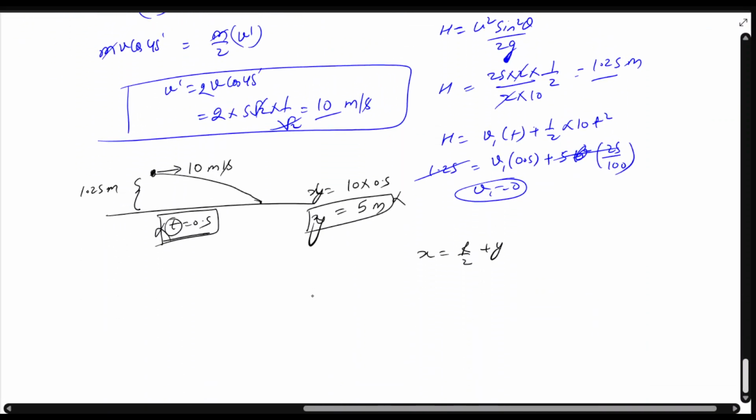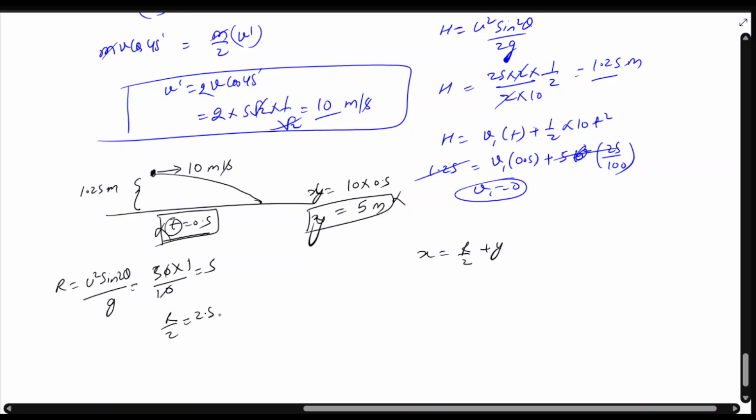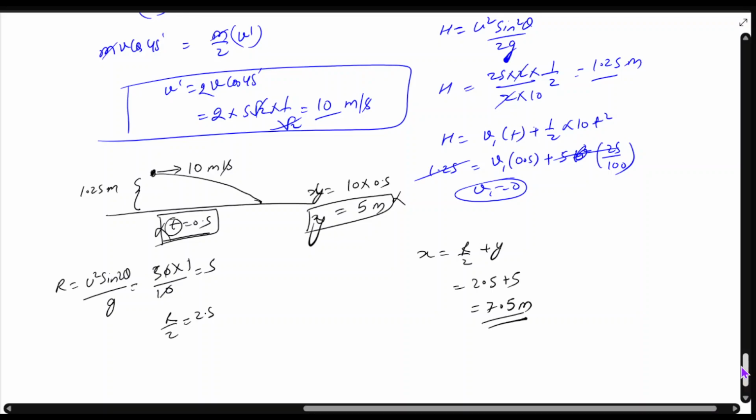Now let's find the range also. So range will be u square sine 2 theta divided by g. So u square will be 50, sine 2 into 45, so it will be 1, divided by 10. So R is 5. So R by 2 will be 2.5. Let's put all those values here. So 2.5 plus 5, so the answer will come out to be 7.5 meter. So this will be the X.